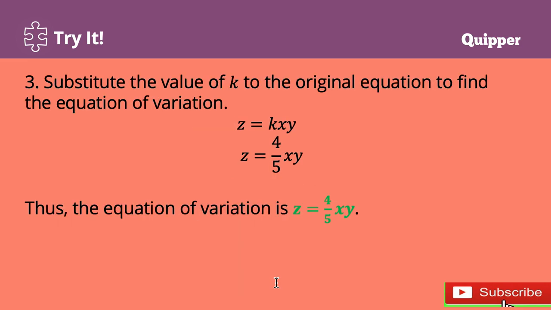Then third, substitute the value of k to the original equation to find the equation of variation. This is the original equation, z is equal to kxy. Then substitute the value for k. So we have z is equal to 4 over 5 times xy. And this is the working equation for this variation.